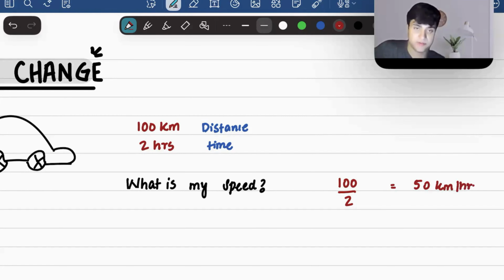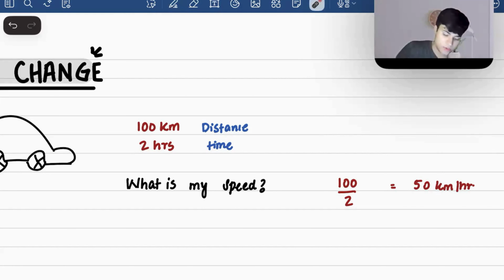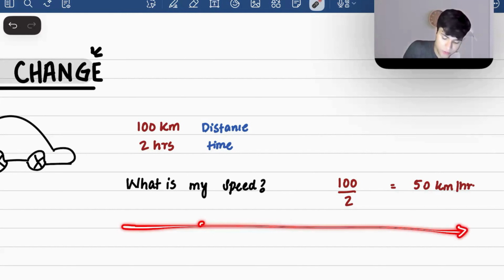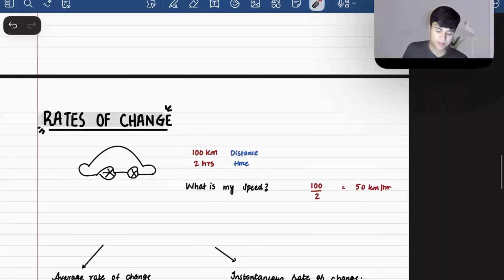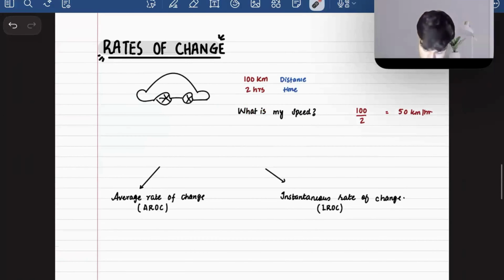That is the rate of change, right? How fast is something changing? That is rate of change. So you're moving at a speed of 50 kilometers per hour. Let's say this was this road, you are changing this fast from one point to another point, and so on and so forth. Your speed is 50 kilometers an hour. Now, this is rate of change.